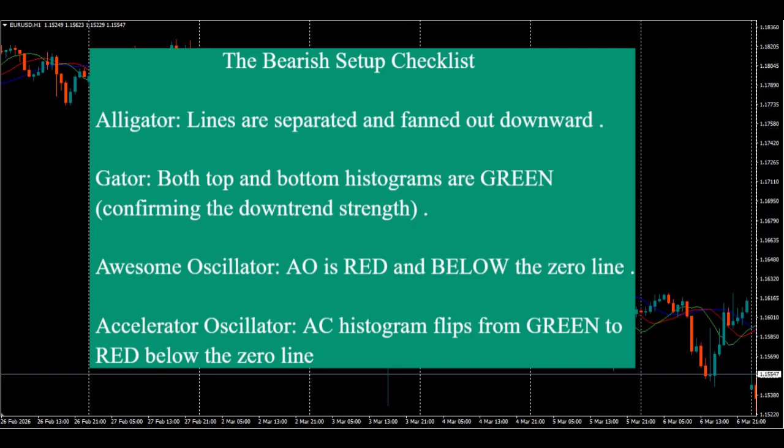Let's flip it for a short sell entry. The bearish setup checklist. Alligator: lines are separated and fanned out downward. Gator: both top and bottom histograms are green, confirming the downtrend strength. Awesome Oscillator: AO is red and below the zero line. Accelerator Oscillator: AC histogram flips from green to red below the zero line.